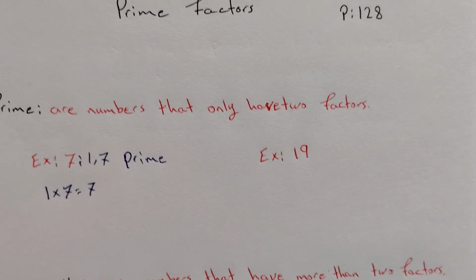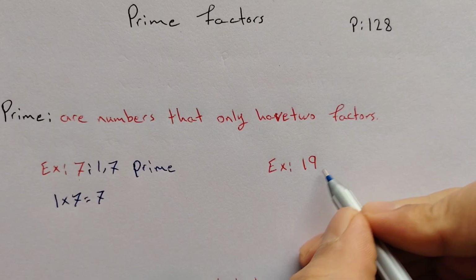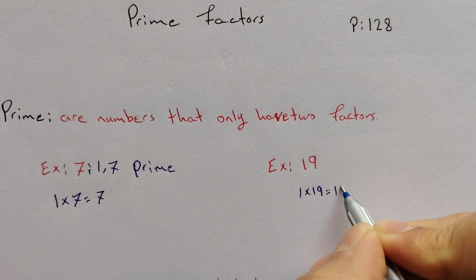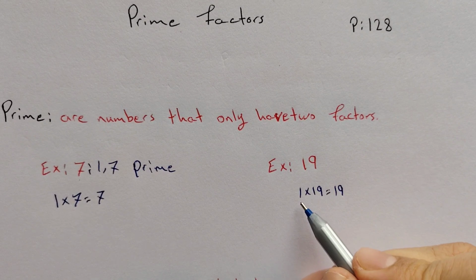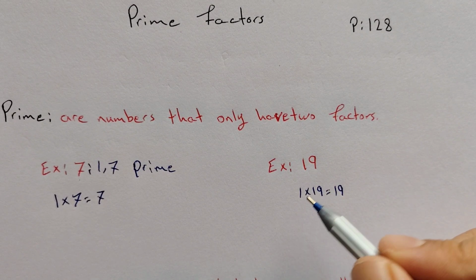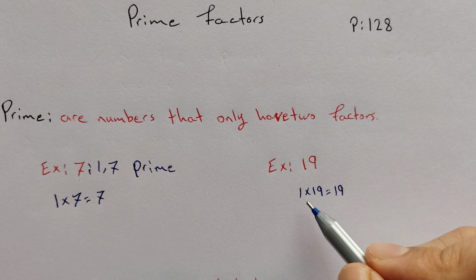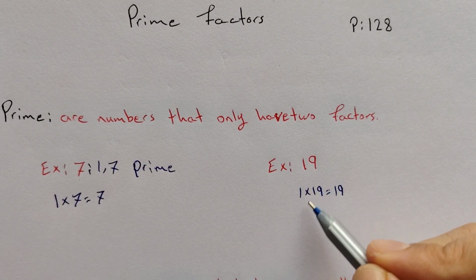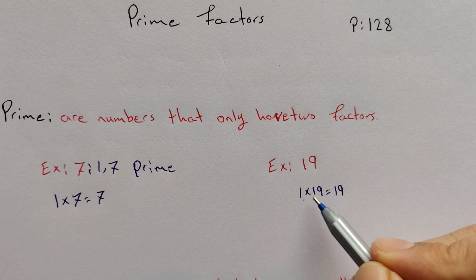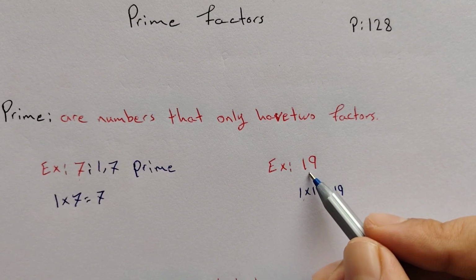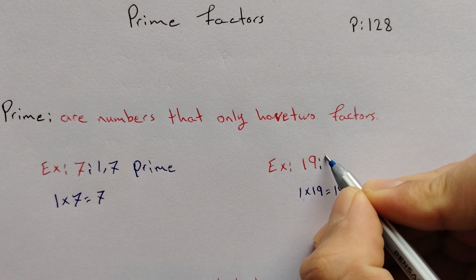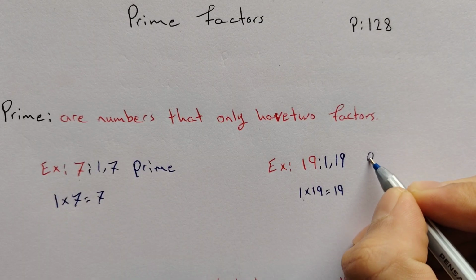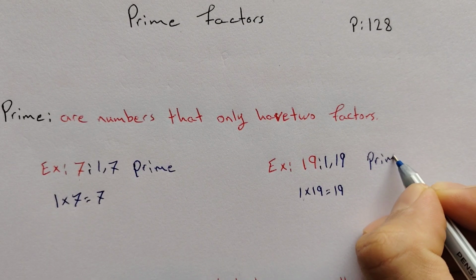What about 19? For 19, same thing. We have only 1 times 19, which is equal to 19. I don't have 2 times any number. For example, 2 times 9 is equal to 18, 2 times 10 is equal to 20. We don't have 19. Since I only have 1 and 19 that I can multiply to get 19, the factors of 19 are 1 and 19, and we say 19 is a prime number.